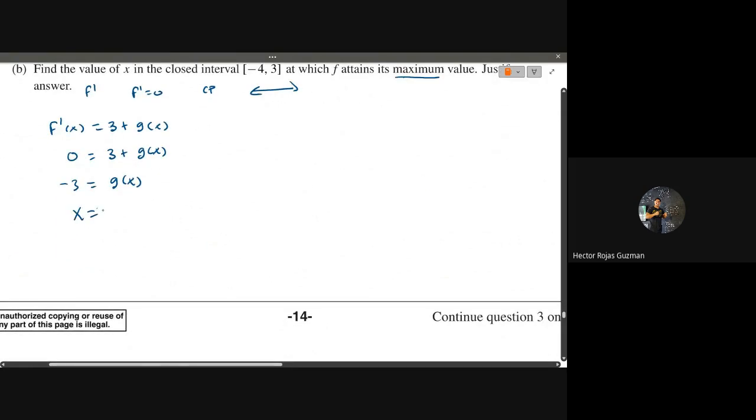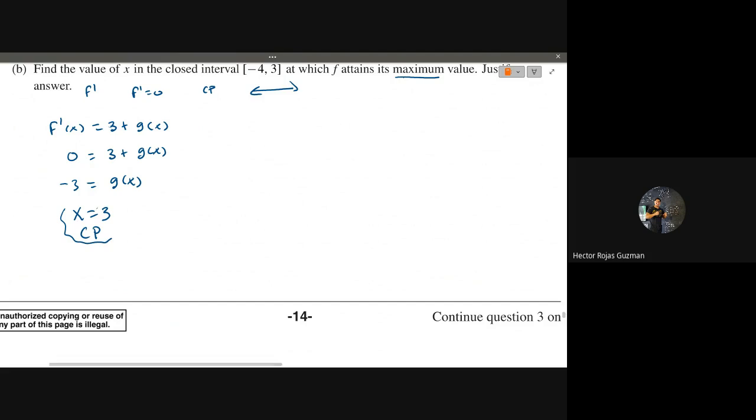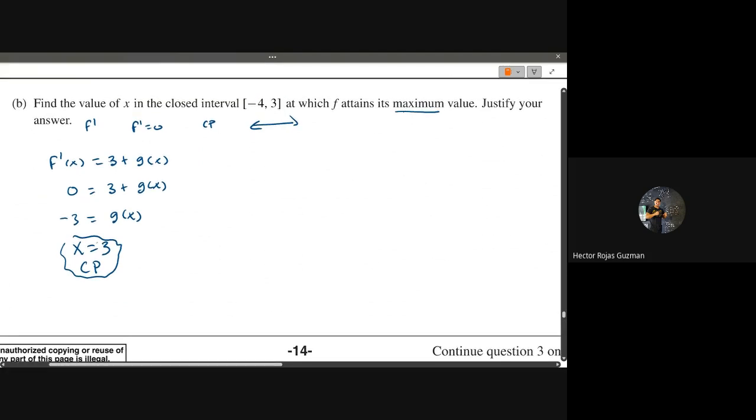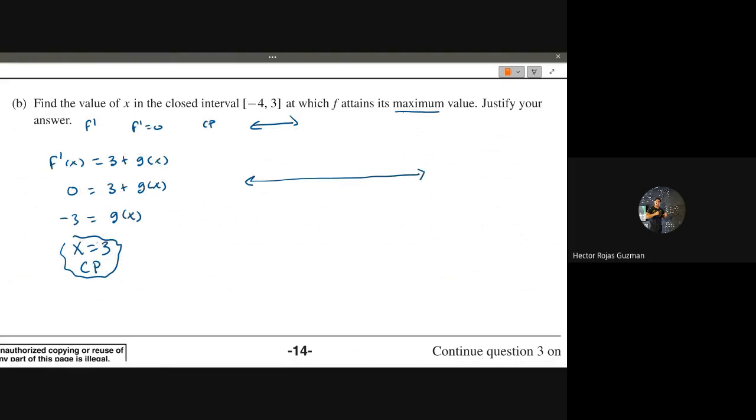So at x equals 3, that is my critical point. Now, normally, actually, yeah, the number line. We just want to know where it attains the maximum. So I think the number line will be very, very helpful here. So we're going to take our derivative, f prime of x.